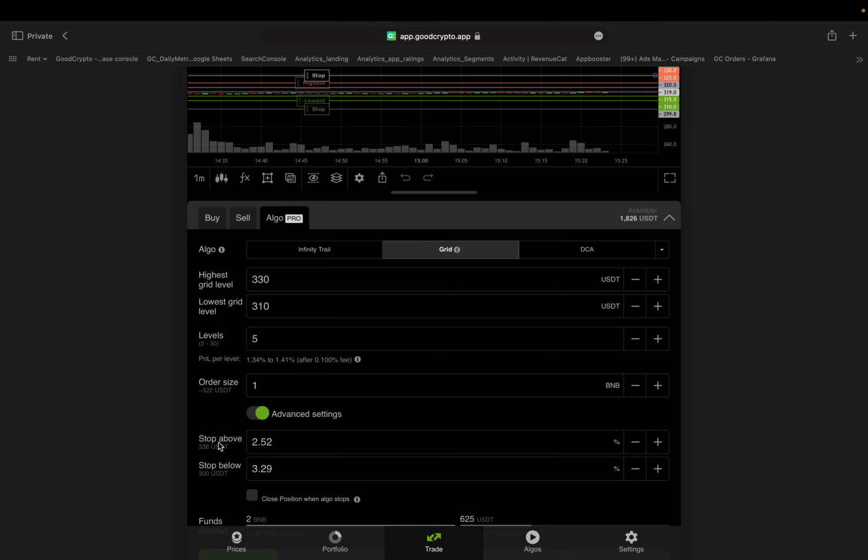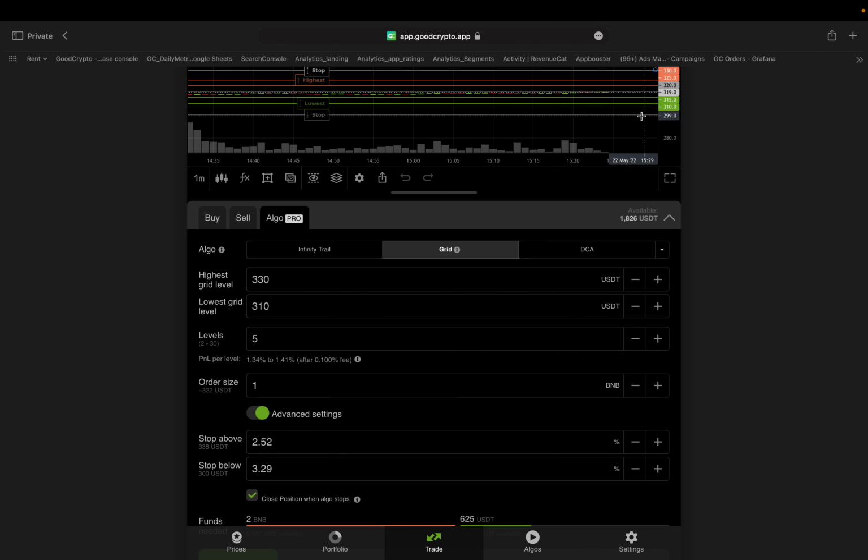So if the box is not checked, then the stops just stop the grid, so it will just stop it and cancel all orders, but it won't stop your losses because you'll be left with the open position. But if the box is checked, whenever the grid stops, if it hits the stop here, your position will be closed and your losses will be limited. You won't be losing any more money.